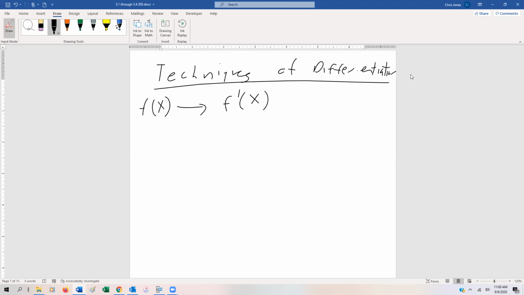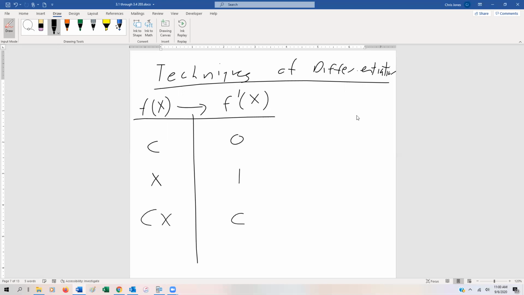Let's say we just had a constant function. The derivative of any constant is 0. So this is like a table almost. Anytime you have a constant function and you want to find its derivative, the derivative is 0. If you ever have an x, the derivative of x is 1. If you ever have cx, the derivative of cx is c.